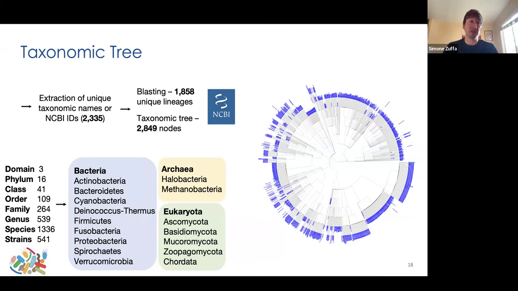This taxonomic tree spans across 3 domains of life. You can see there are more than 16 phyla, and if you are a bit familiar with microbiology, you will recognize a lot of them.